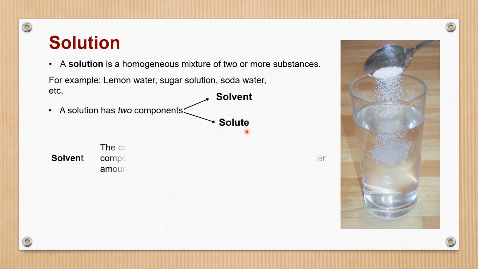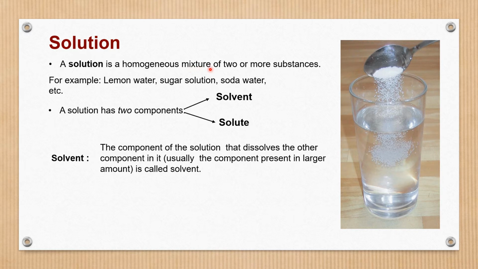And what is a solution? A solution is a homogeneous mixture of two or more substances. A solution has two parts, solvent and solute. Now we see what is a solvent. The component of the solution that dissolves the other component in it. Usually the component present in large amount is called the solvent. So solvent means the large part of the solution. The large part of the solution is called solvent.